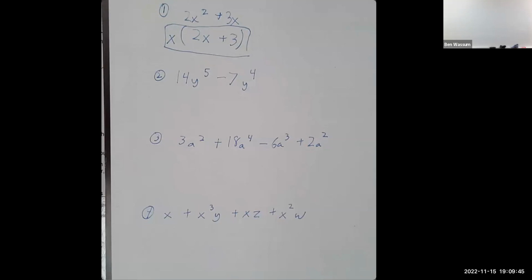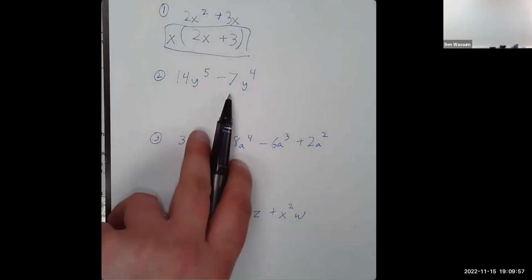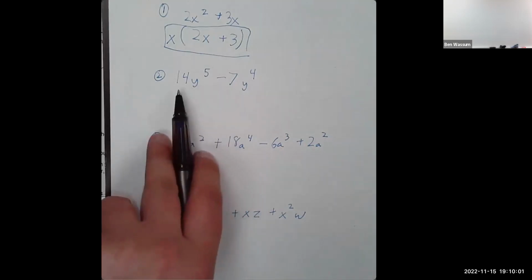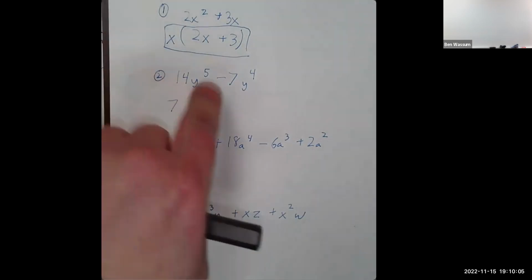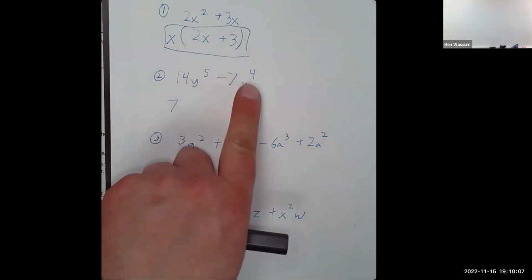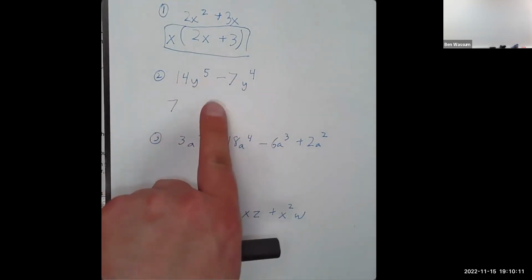Now, of course, I didn't want it to be that simple, so I made a bunch of messy problems. So let's look at the second one. Between the coefficients, we have a 14 and a 7. Well, between 14 and 7, I know that 7 goes into each of those. And then we have 5y's and 4y's. Well, they each have at least 4y's in common, right?